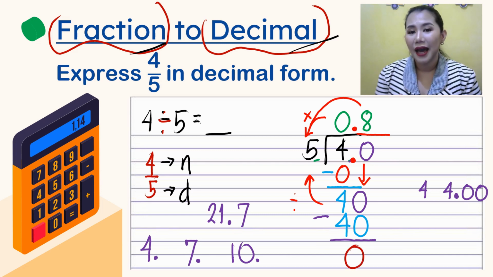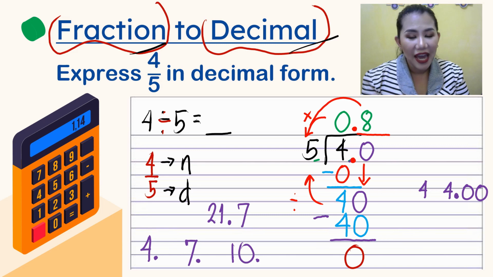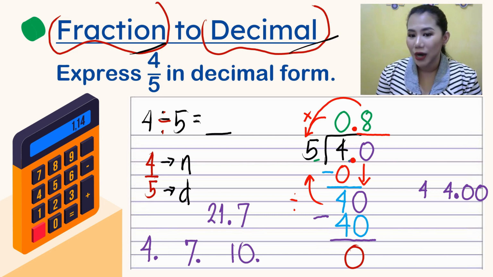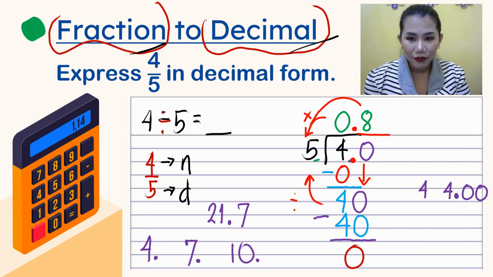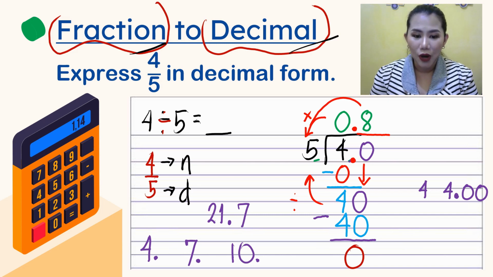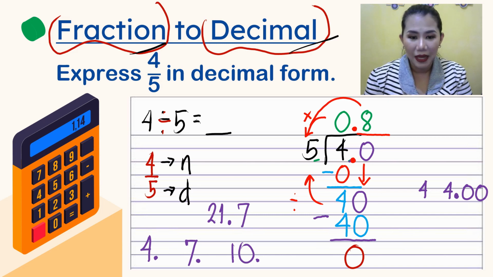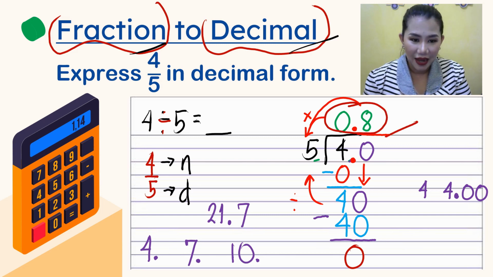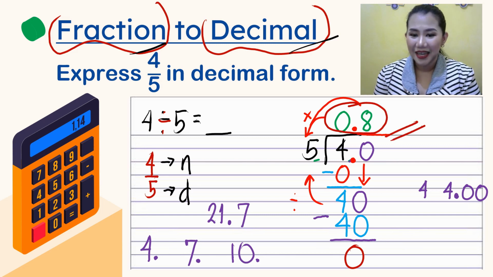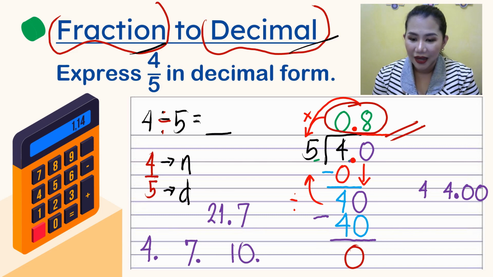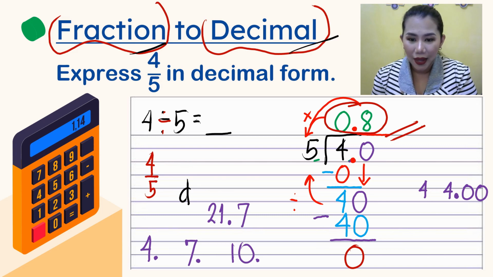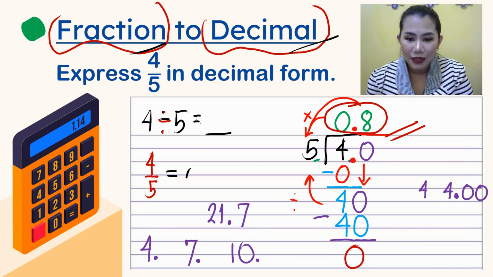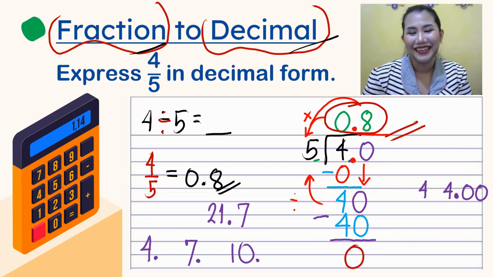0. That's right. So, therefore, when we change or express 4 out of 5 into decimal form, the answer must be 0.8. That is the final answer. Okay, so writing it in the proper way, what we are going to have will be, this is equal to 0.8. That's the final answer. Okay?